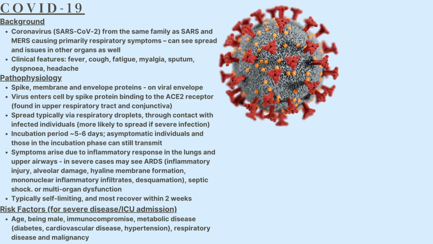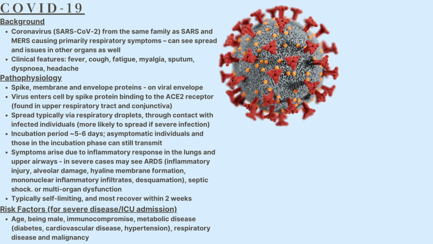Once the virus enters the cell, the nucleocapsid-coated single-strand RNA is replicated and the spread of the virus through the body begins. The virus is typically spread through respiratory droplets through contact with other individuals who are infected with the virus. Those with severe disease are more likely to spread the virus than those with milder forms. The incubation period is generally between 5 and 6 days, and importantly, asymptomatic individuals and those still in the incubation phase can still be sources of infectious transmission.